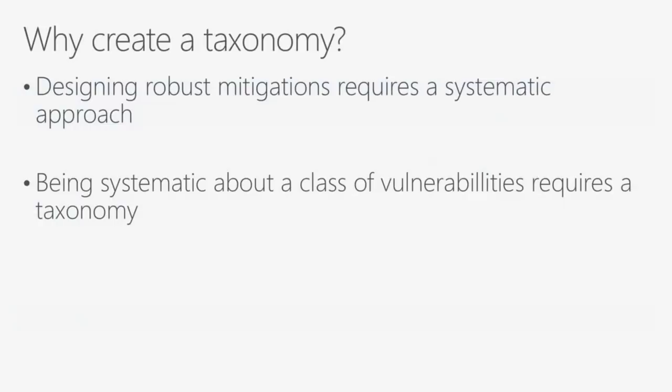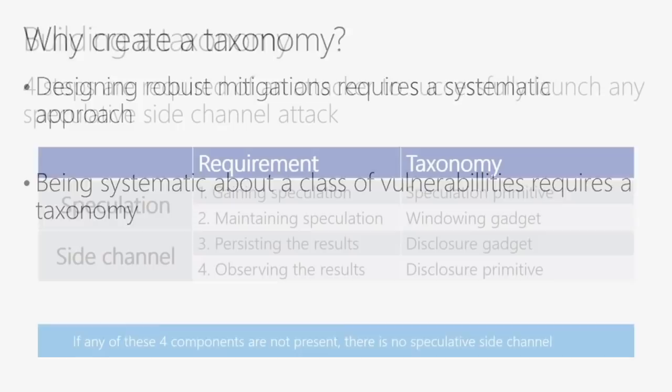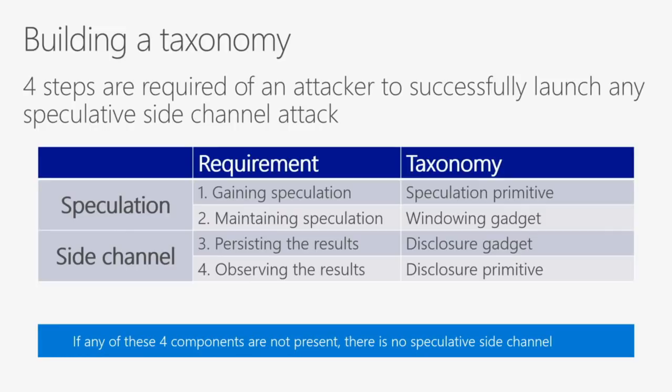So now what I'm going to do is create a taxonomy of these kinds of attacks. And so we can systematically go through the key components required and then move on to the mitigations. All right, so there are four key components required for a speculative execution side channel. The first of which is a method of gaining speculation. So as we saw, that might be conditional branch mispredict, for example.